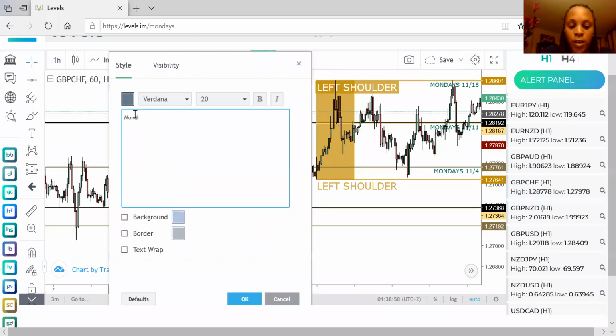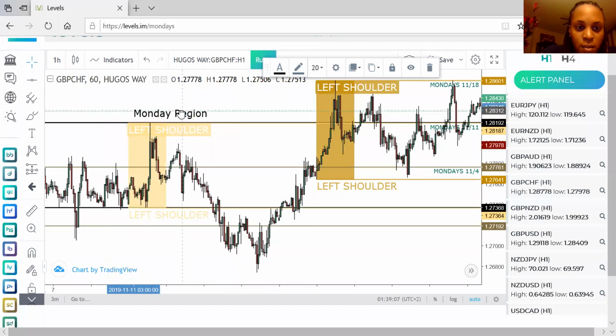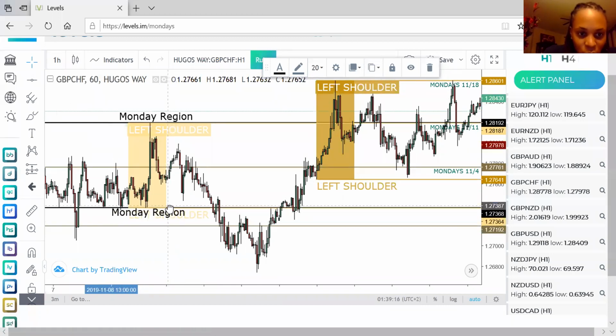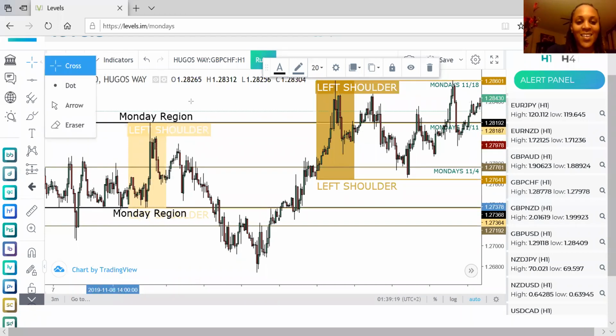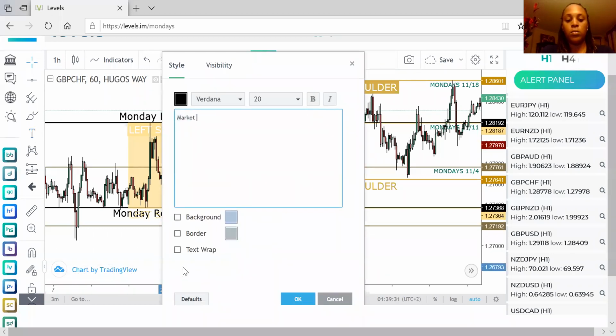Just going to type it out here for you guys, so that everybody can follow with me. So Monday region here. I'm going to clone that as well. So you know Monday's region, right? So creating notes for you guys. So we have Monday region here, market. So the next thing is that we need the market to break out, right? So we have the market breaking out, market broke out, broke below Monday's low.